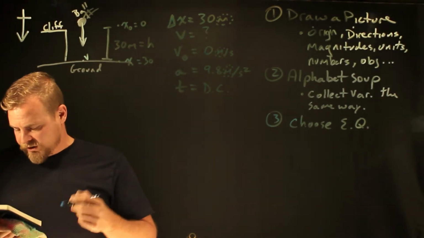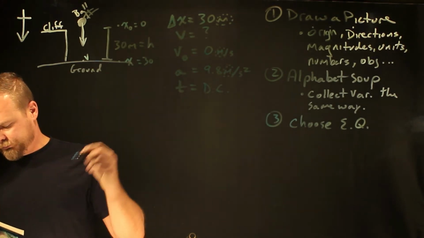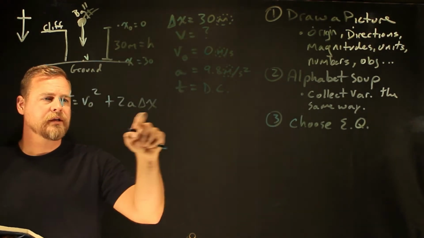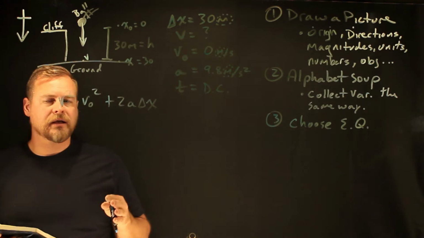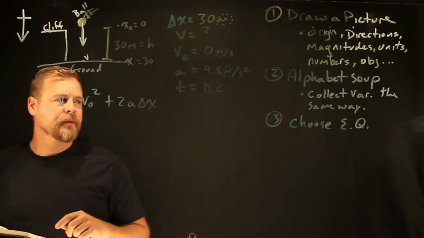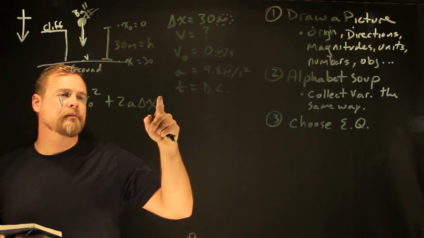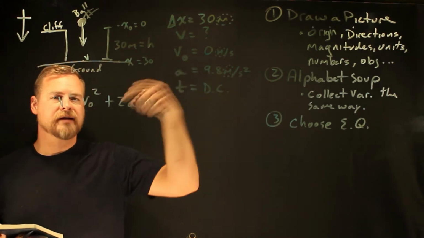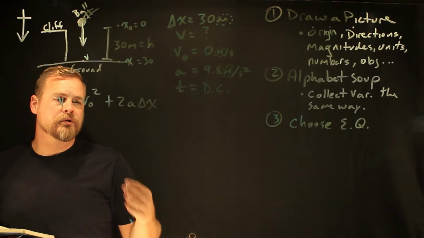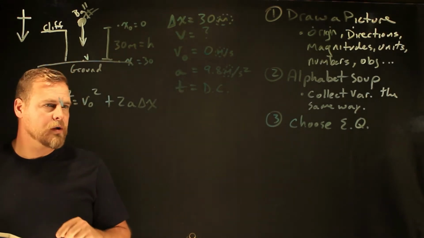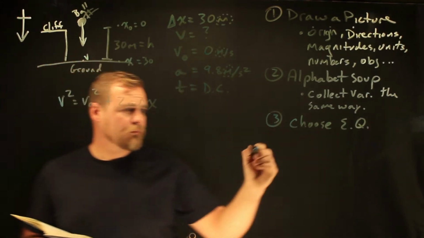So, choose my equation. In this case, I'm going to choose this formula, the only one of my kinematic equations that did not have time in it. I could probably go around the horn and solve for time and then pick another equation and use that time in that equation, but then I'd be doing 2 steps instead of just going to the one immediate step.